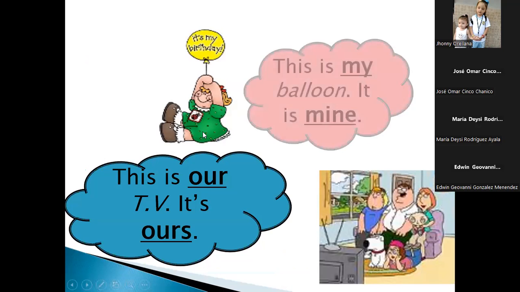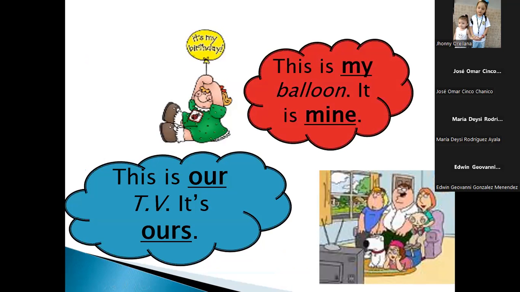All right, let's see. This is my balloon, dice la niña. This is my balloon. Después de my, usamos balloon, que es el sustantivo. It is mine. Ese mine es un pronombre que viene a ser ubicado en vez del balloon, que era el nombre. Pero it's mine. ¿Cuándo puedo usar mine? Cuando ya previamente he dado a conocer a qué me refiero. No puedo entrar yo solo diciendo, it's mine. What? ¿Qué? What is yours? You have to specify previously, so it makes sense.